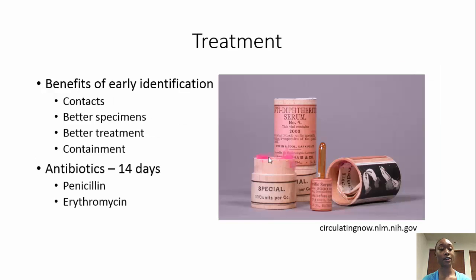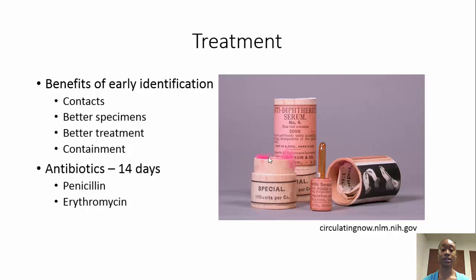So, for treatment, early identification is key to treating any disease. With early identification, you can see who the person came in contact with. You can get better specimens. You can get pieces of that pseudomembrane, or if you can't, you can swab up under the membrane and get some cells from there. You're going to get better treatment if the disease is identified early, and people can be prevented from spreading the disease.